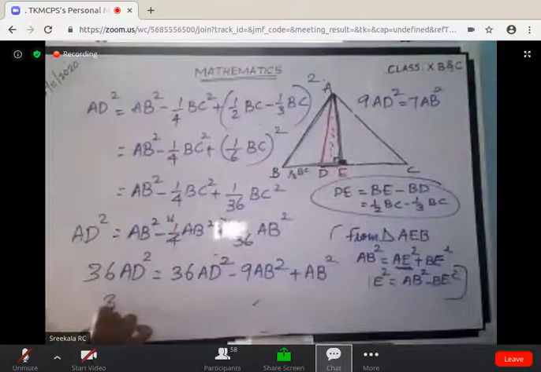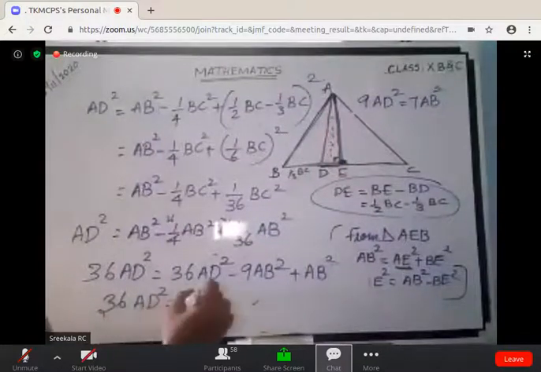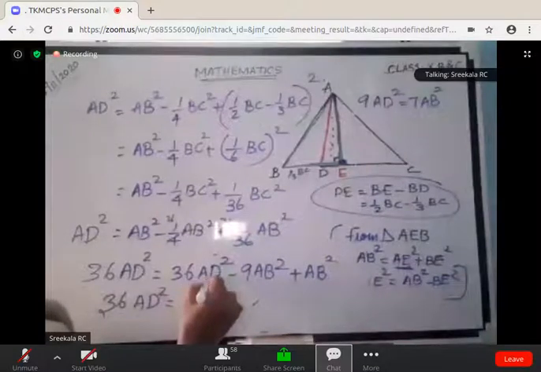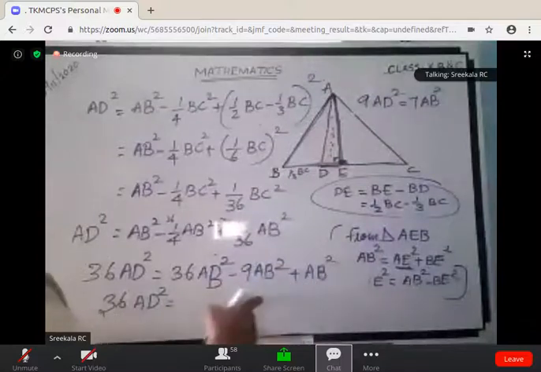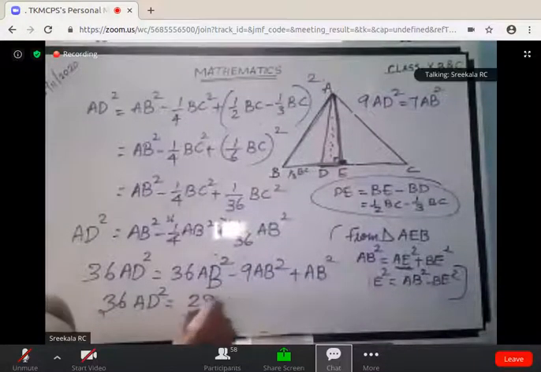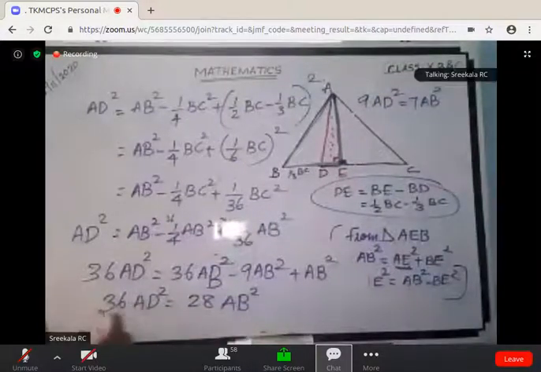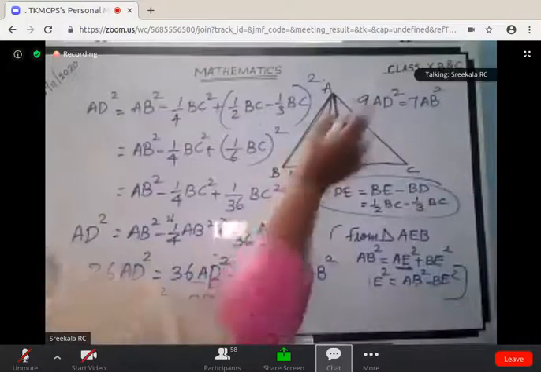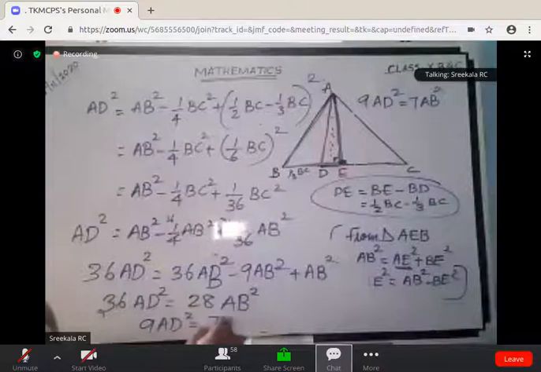So 36 AD square equals 36 AB square minus 9 AB square plus AB square. What is 28? 28 AB square. So when we divide the whole thing by 4, we get 9 AD square is equal to 7 AB square. That is the proof.